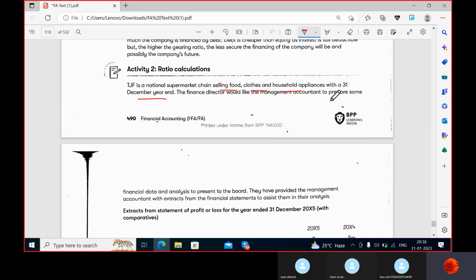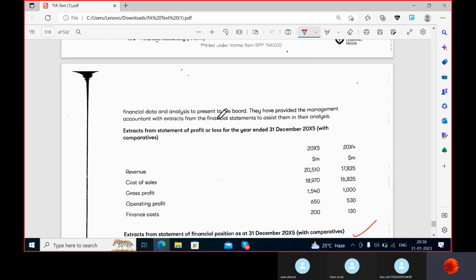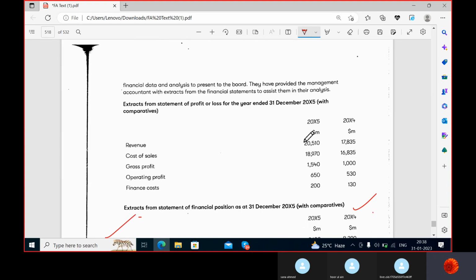The finance director would like the management accountant to prepare some financial data and analysis to present to the board. They have provided the management accountant with extracts from the financial statements to assist them in this analysis. So these are the extracts. These are the income statement items of 2004. These are the income statement items of 2005.